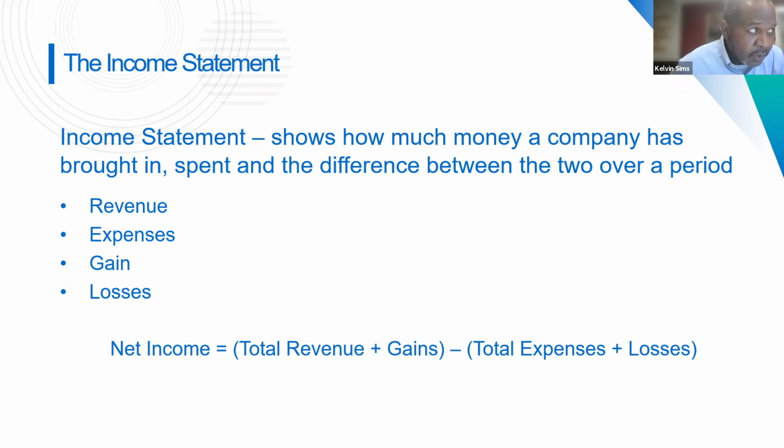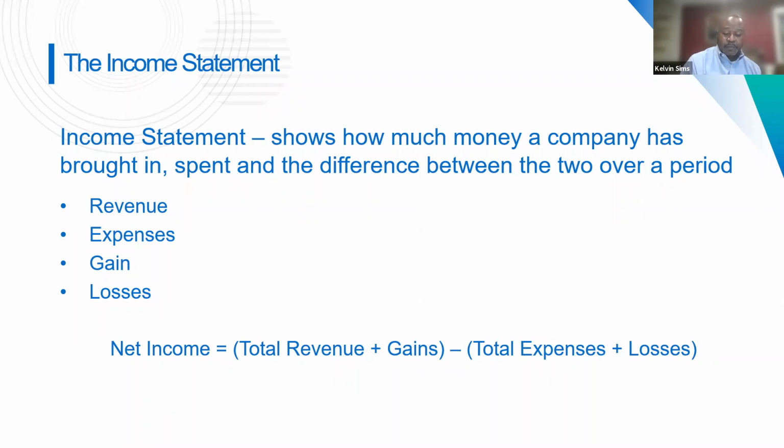The categories we look at are the revenue. Again, what did I sell? What was my income from my product, or my goods, or my services? That is my revenue. Expenses, those are the things that I had to pay for to provide those goods and products and services to my customer.